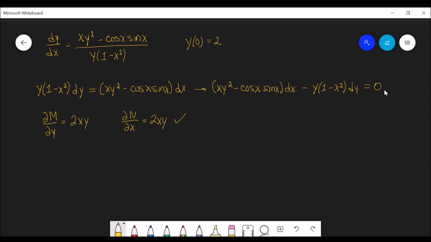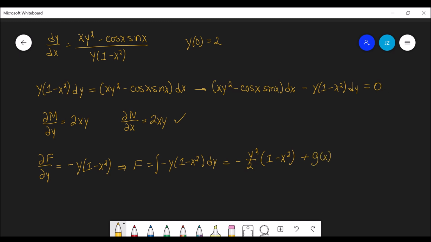So for this example, I'm going to go partial f partial y is equal to negative y times 1 minus x squared. This means that f is the integral of negative y times 1 minus x squared with respect to y, which is negative y squared over 2 times 1 minus x squared plus some function of x.